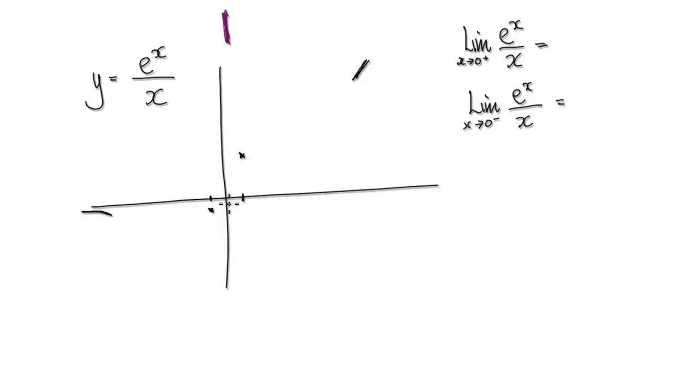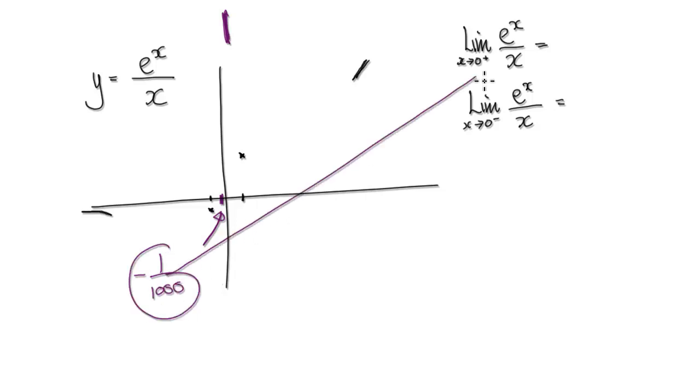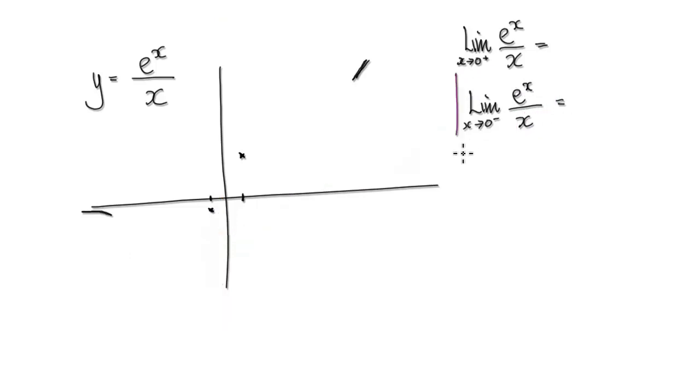Now let's investigate what happens just to the left of 0. Just to the left of 0 is going to be negative 1 over, let's say, 1000. Let's put this into here and into here. So we are trying to work out the limit as x heads towards 0 from the left hand side, from the negative side.